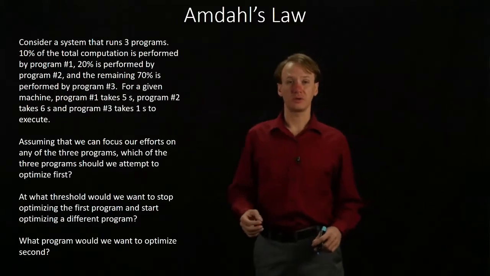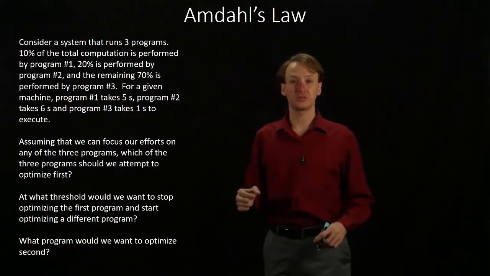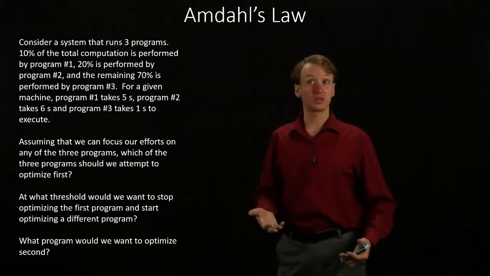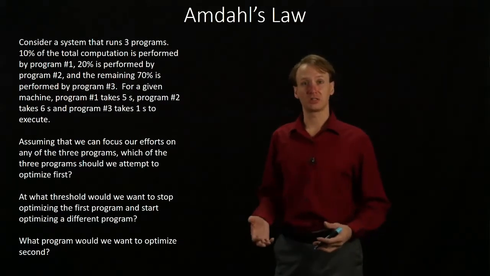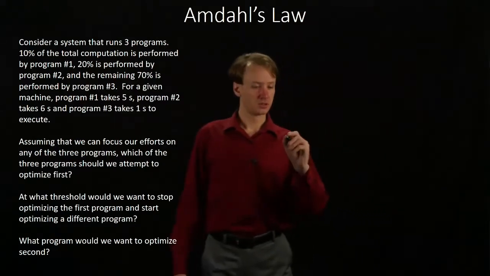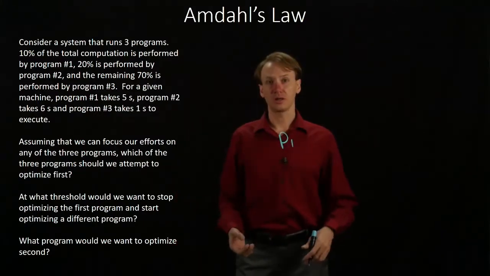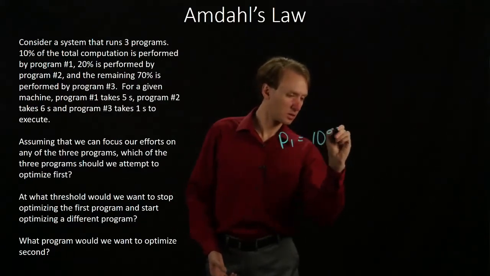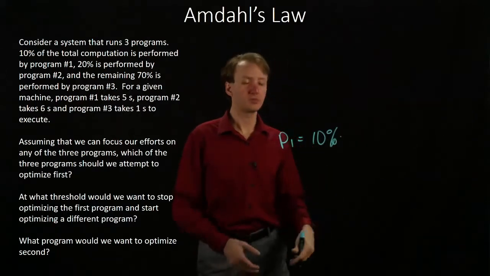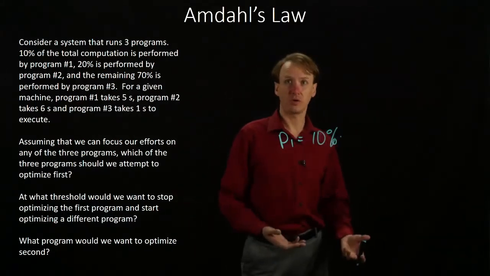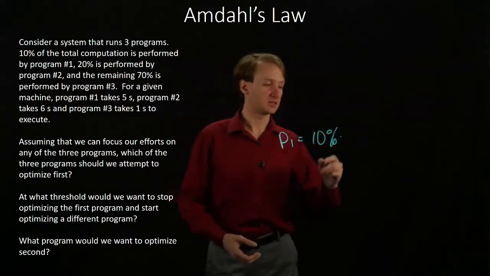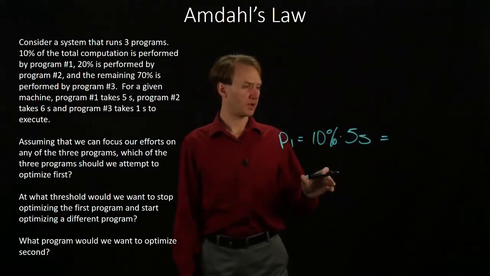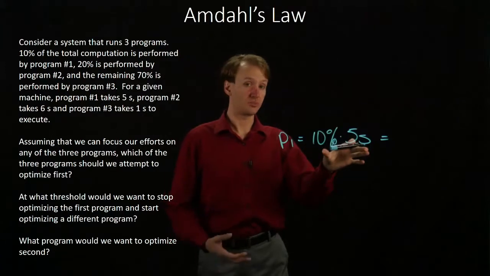To begin this problem, I'm going to be interested in finding how much time I'm spending on each of these programs on average. So the way I'm going to do this is effectively by computing a weighted average. I'm going to be looking for how much time do I spend on program one on average. So program one is 10% of the total computation that I have to do. So I have 10% times the amount of time it takes to complete one instance of program one, which is 5 seconds. So overall, for the average program execution, I spend half a second running program one.